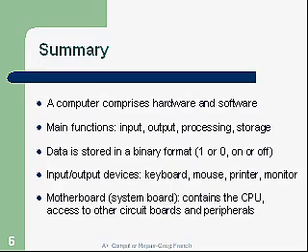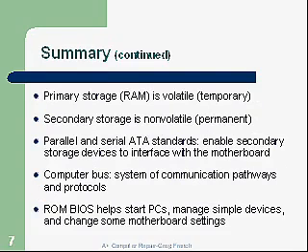Motherboard, the system board, contains the CPU, and access to the other circuit boards and peripherals. Primary storage, which is your RAM, is volatile or temporary. It goes away if power goes off. Secondary storage, which is non-volatile and permanent, like your hard drive. It stays there even after the power is turned off. Parallel and serial ATA standards enable secondary storage devices, such as the hard drive, to interface with the motherboard.